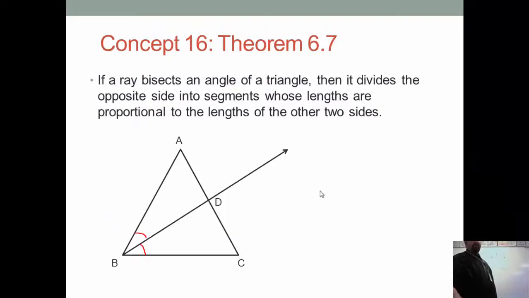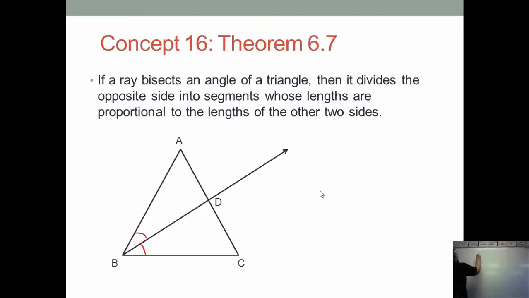Alright, the last theorem is a neat one. It says, if a ray bisects an angle of a triangle, then it divides the opposite side into segments whose lengths are proportional to the lengths of the other 2 sides. It sounds real complicated, but it's not that bad.